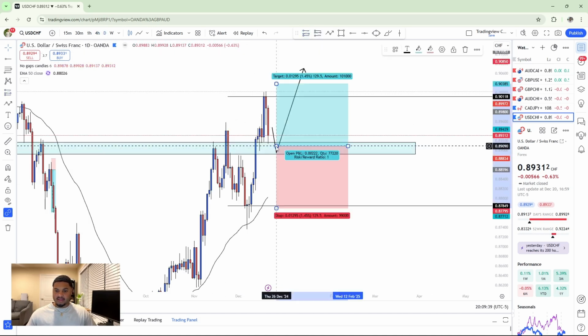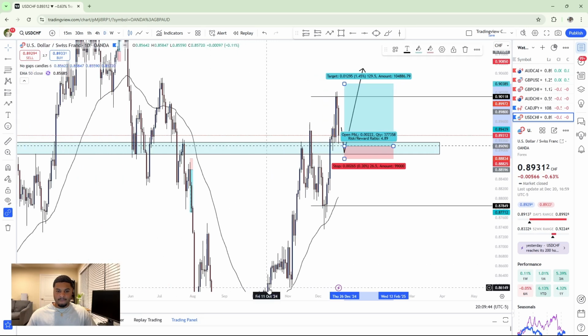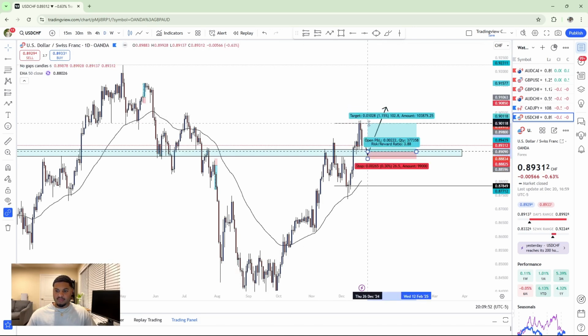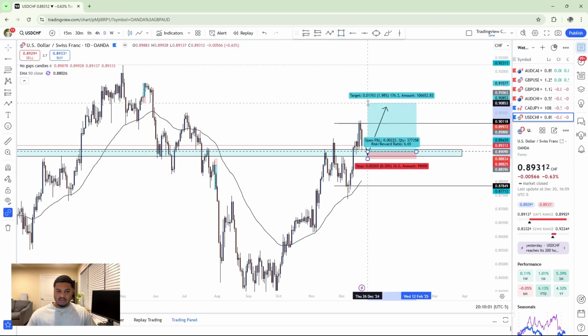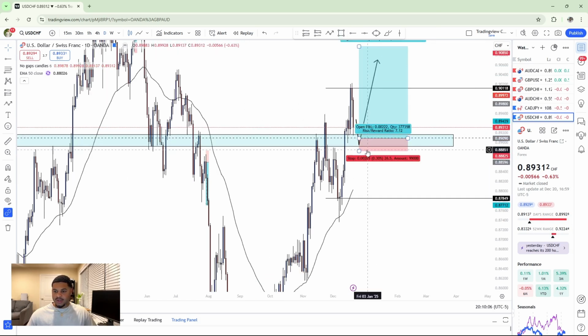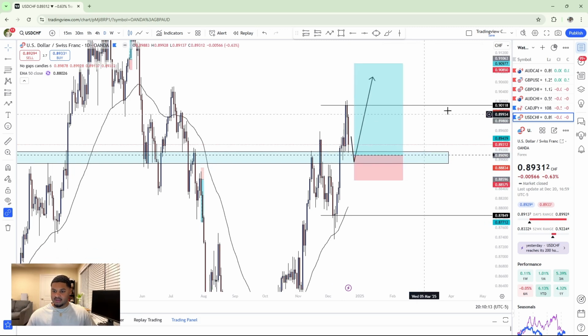As far as where I'm looking for it to go, first targets would definitely be back up here, which is already, depending on where your stop loss is, 1 to 3. But if we break this level, I think we can potentially go maybe up here, right? 1 to 7 would be great, but it all depends on where your stop loss is. It could be down here, and that'll switch up your whole risk to reward ratio. But regardless, I think it's a good trade.